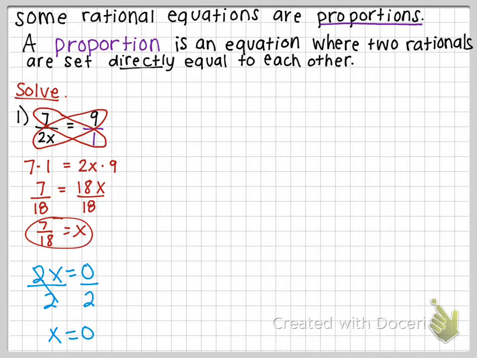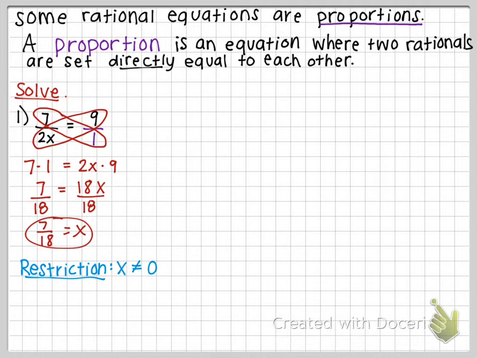We're solving for x just to see what x cannot equal. So the restriction here is x cannot equal 0, because if we plugged in a 0 here, 2 times 0 is 0, and we can't have a 0 in the denominator. So if you're not sure, you can plug it in, or you can set the denominator equal to 0 and solve. So the restriction: x cannot equal 0.